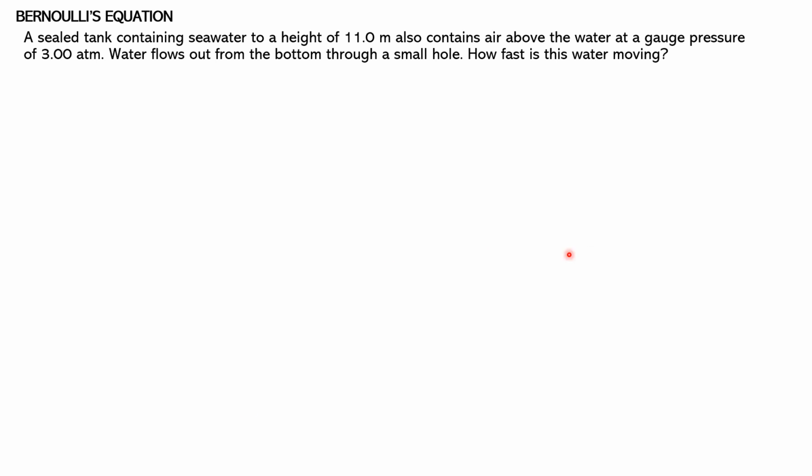For the last problem, we have Bernoulli's equation. The problem: a sealed tank containing seawater to a height of 11 meters also contains air above the water at a gauge pressure of 3 atm. Water flows out from the bottom through a small hole. How fast is this water moving? In this problem, we need to draw the figure first.